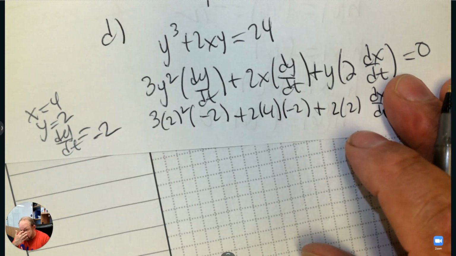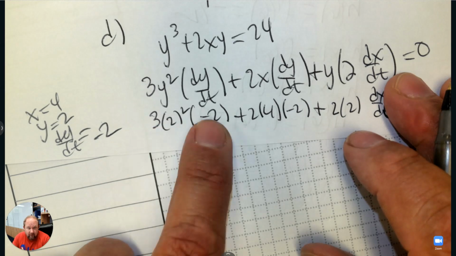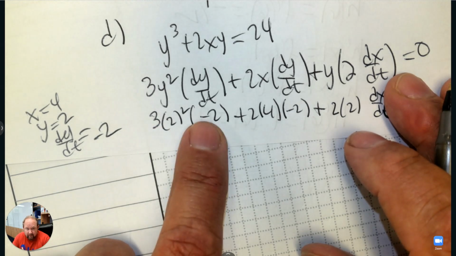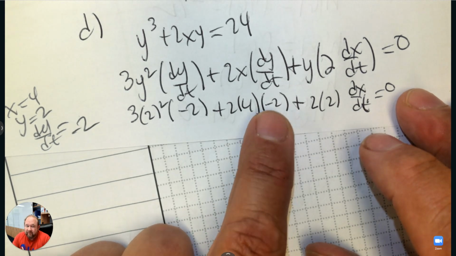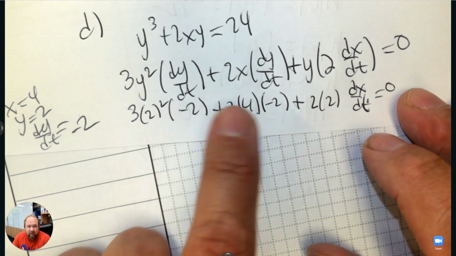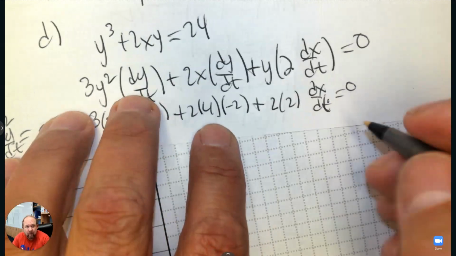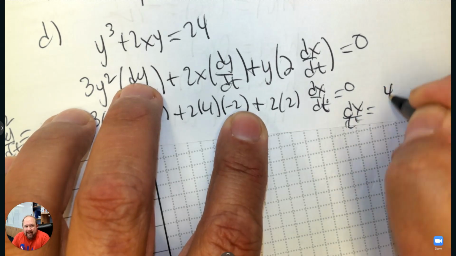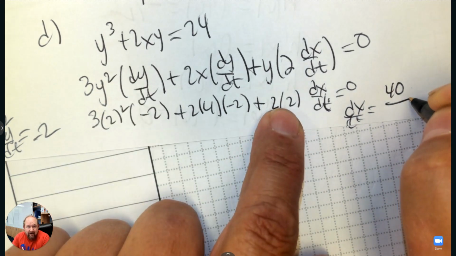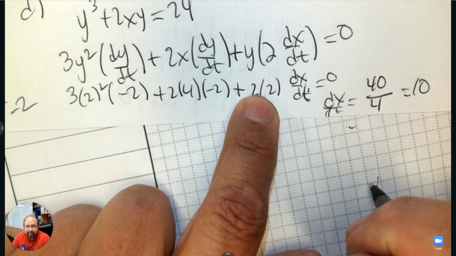I'm going to do some mental math because I'm running out of room here. This is 3 times 4 squared. That's 12, and times -2, that's -24. This is 8 times -2. That's -16. So -24 and -16 is -40. I'm going to add 40 to the other side, and then I'm going to divide by 4, so the answer is positive 10. All right, one left.